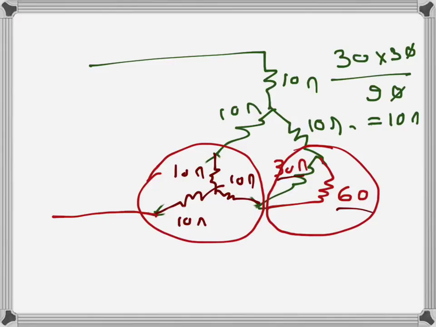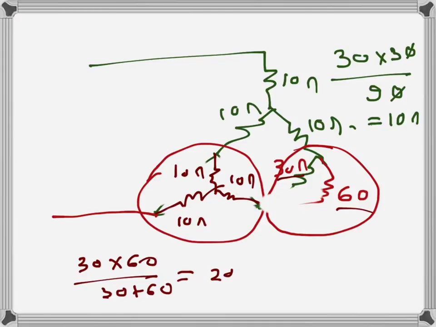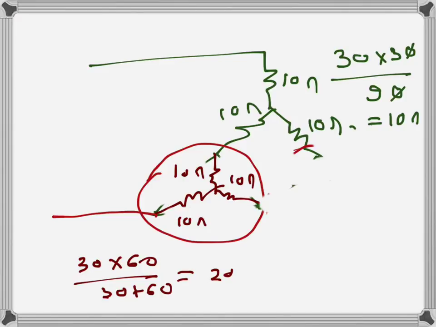These 30 ohms and 60 ohms, these two are in parallel. So instead of redrawing the whole thing, I will erase and replace this one with one resistance. The parallel equivalent of 30 and 60 will be 30 times 60 divided by 30 plus 60, that is 20. So that will be 20 ohms. Here I will erase these two resistances and the circle as well, and replace that with 20 ohms.